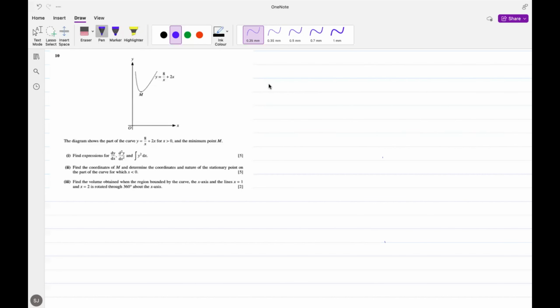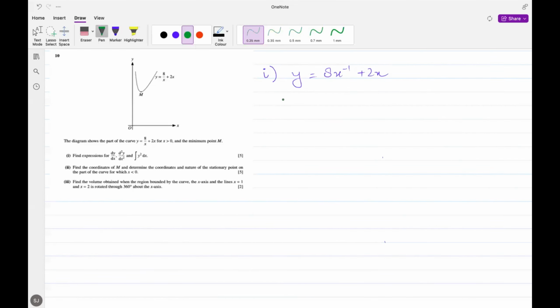In question 10, it says that a diagram shows part of the curve y equals 8 upon x plus 2x and a minimum point m. In the first part, we have to find expressions for dy/dx, d squared y/dx squared, and the integral of y whole squared. As we know that y equals 8 upon x, we'll write it as 8x to the power minus 1 plus 2x.